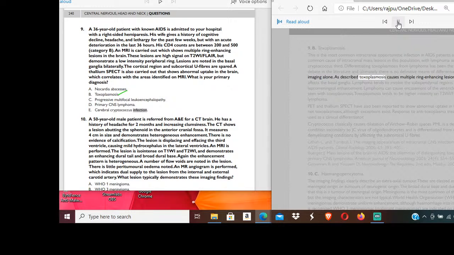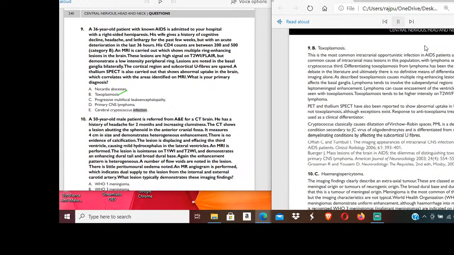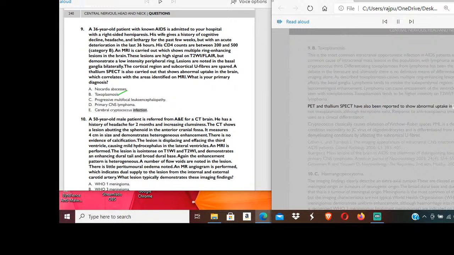As described, toxoplasmosis causes multiple ring-enhancing lesions and often affects the basal ganglia. Lymphoma tends to involve the subependymal regions and can cause leptomeningeal enhancement. Lymphoma can cause encasement of the ventricle, which is not seen with toxoplasmosis. Toxoplasmosis tends to be higher intensity on T2WI/FLAIR than lymphoma. PET and thallium SPECT have also been reported to show abnormal uptake in lymphoma, but not toxoplasmosis, although exceptions exist. Response to antitoxoplasma treatment is often used as a clinical differentiator.